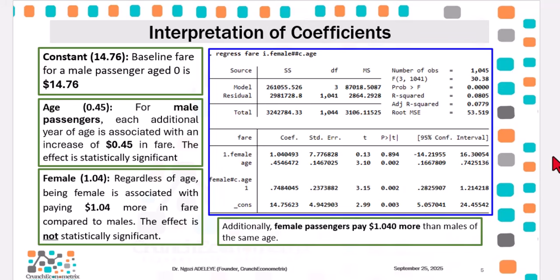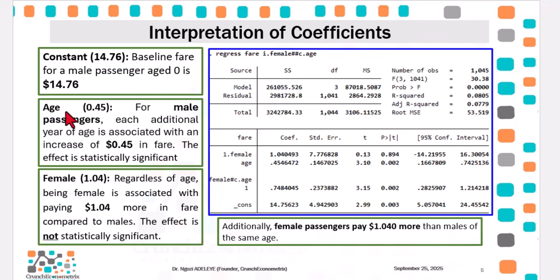Let's start with the constant. What does it relate to? The constant is 14.76 on approximation. It is simply the baseline fare for a male passenger who is an infant. So such an infant will pay 14.76. Okay, this may not sound too intuitive, but that is the value, and that is what the constant represents.